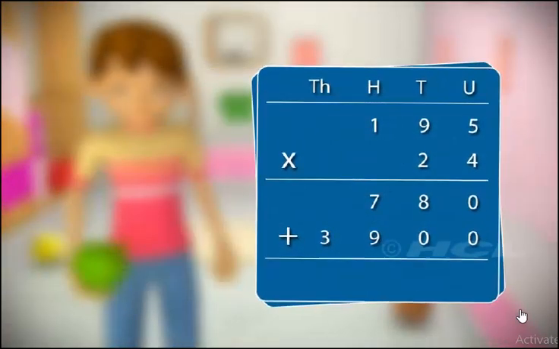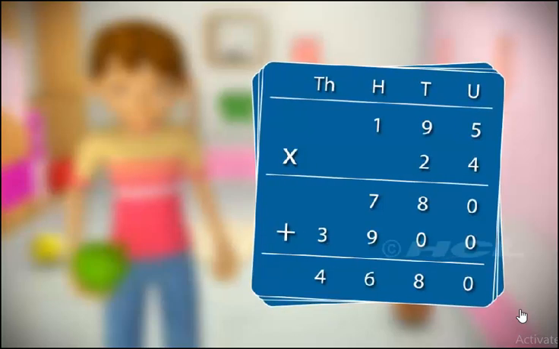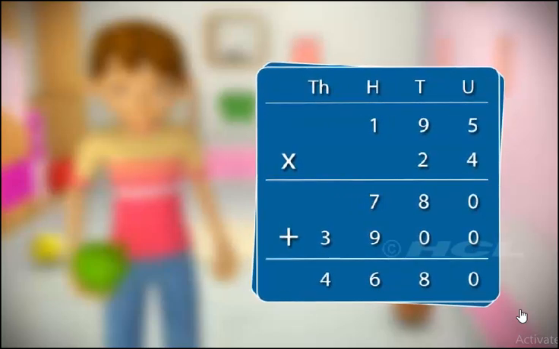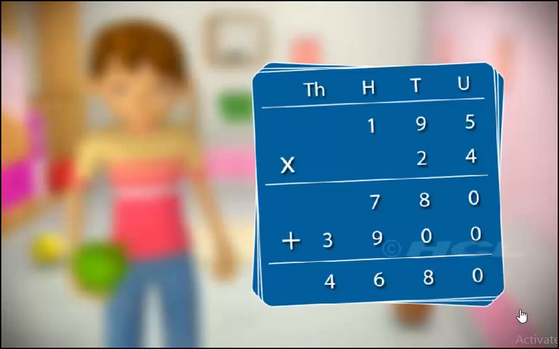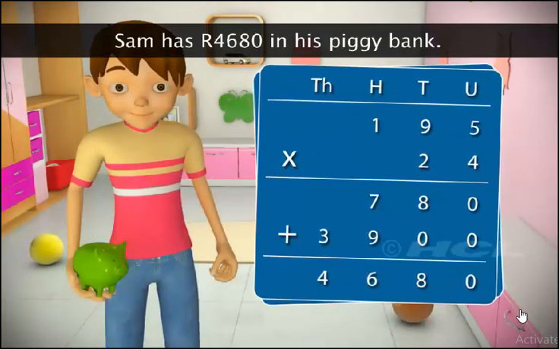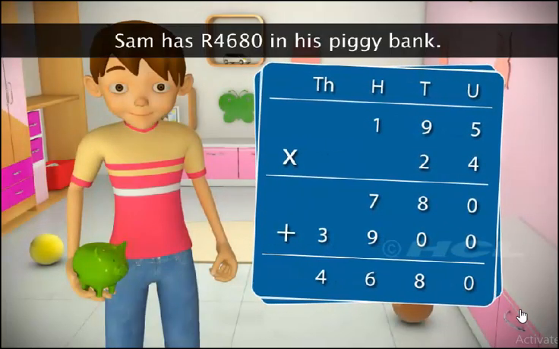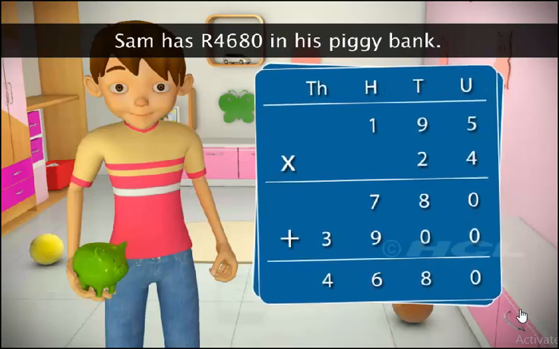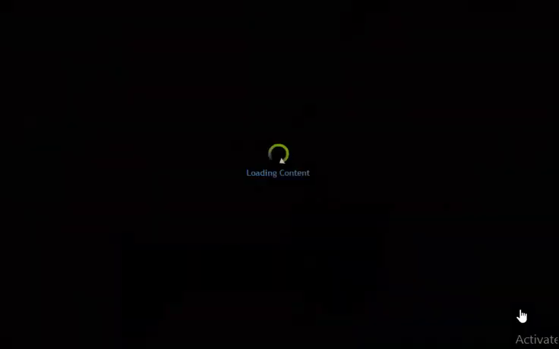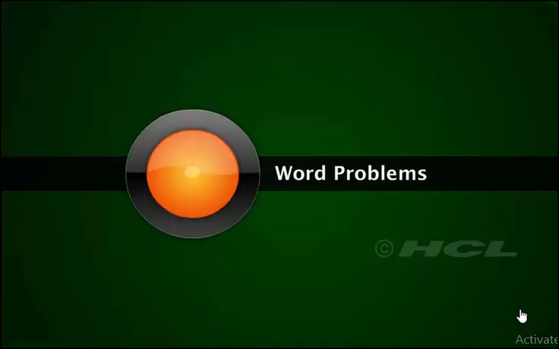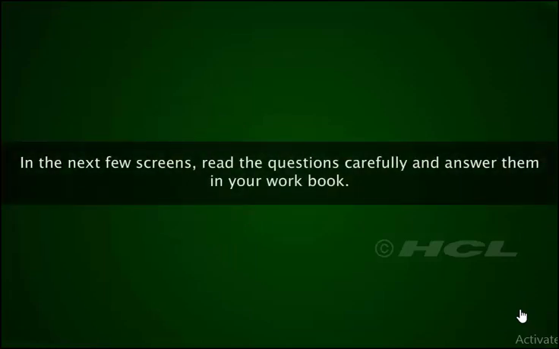Adding the two partial products, we get 4680. So, the total amount saved by Sam is 4680 rands, which is quite close to what we estimated. Time to practice.